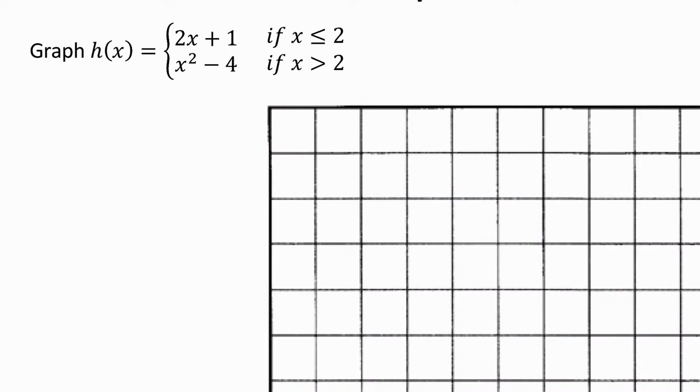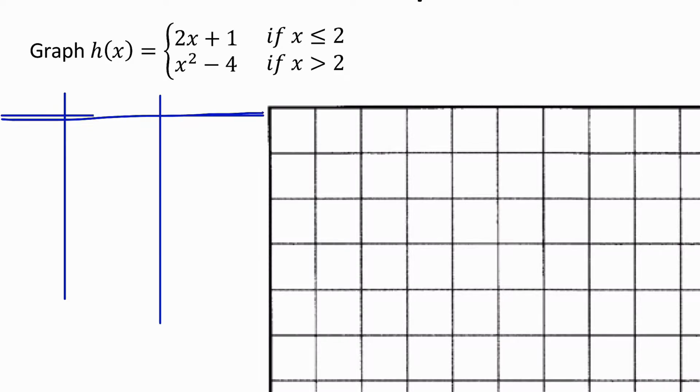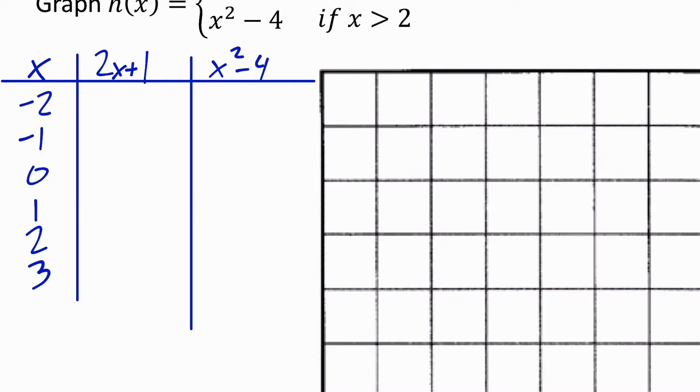What I'm going to suggest is let's make a quick table. And we're going to have some x values. And then I'm going to make a 3-column table here. The second column is going to be 2x plus 1. So that's going to be kind of our workspace whenever we need to plug into the first equation. And the third is going to be x squared minus 4, so whenever we need to plug into the second equation. So let's start off with negative 2, negative 1, 0, 1, 2, and let's go 3, 4, 5. I'm going to have to extend these lines a little bit.